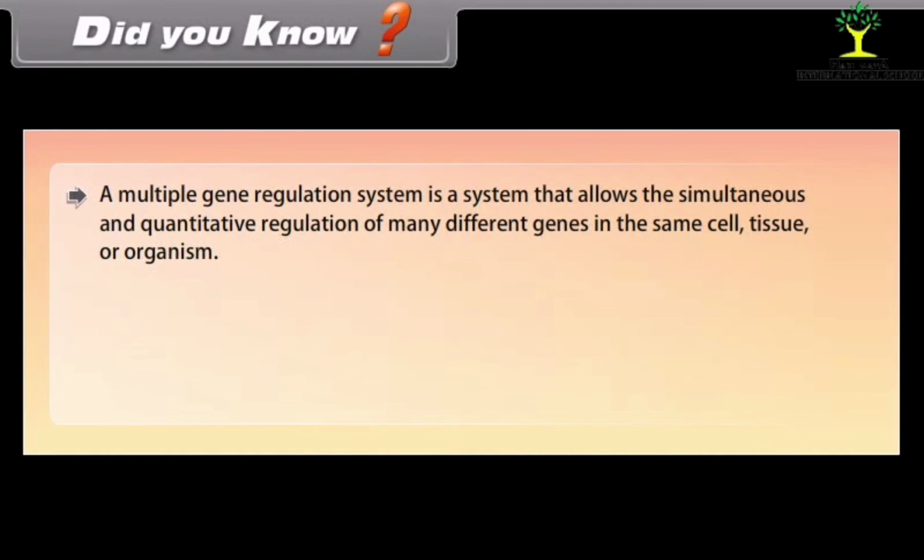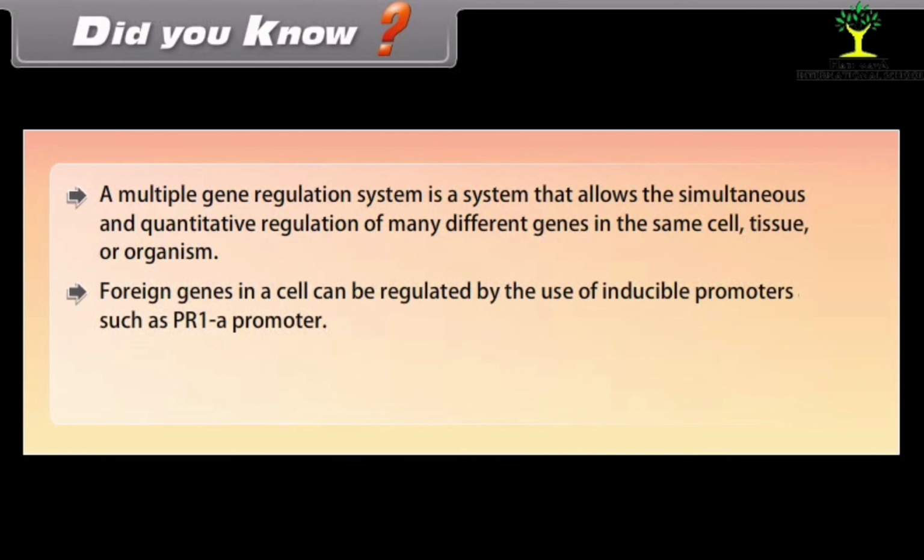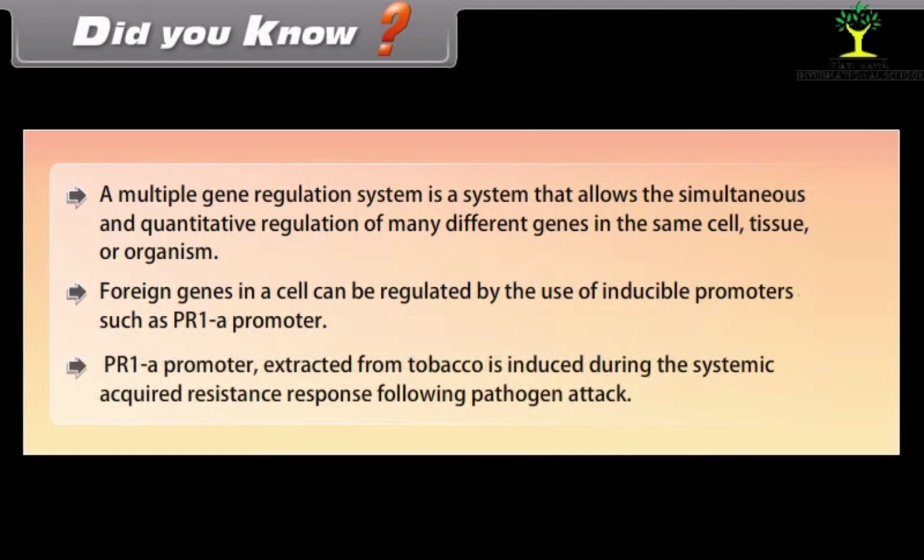Did you know? A multiple gene regulation system is a system that allows the simultaneous and quantitative regulation of many different genes in the same cell, tissue or organism. Foreign genes in a cell can be regulated by the use of inducible promoters such as PR1A promoter. PR1A promoter extracted from tobacco is induced during the systemic acquired resistance response following pathogen attack.